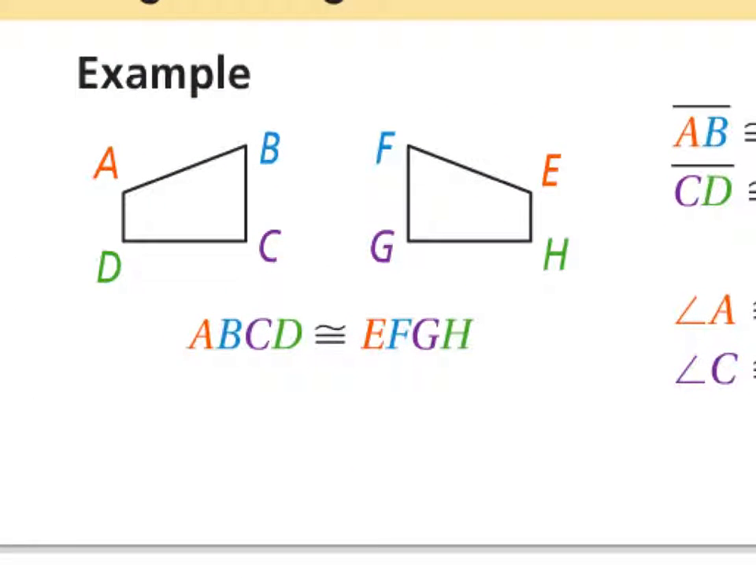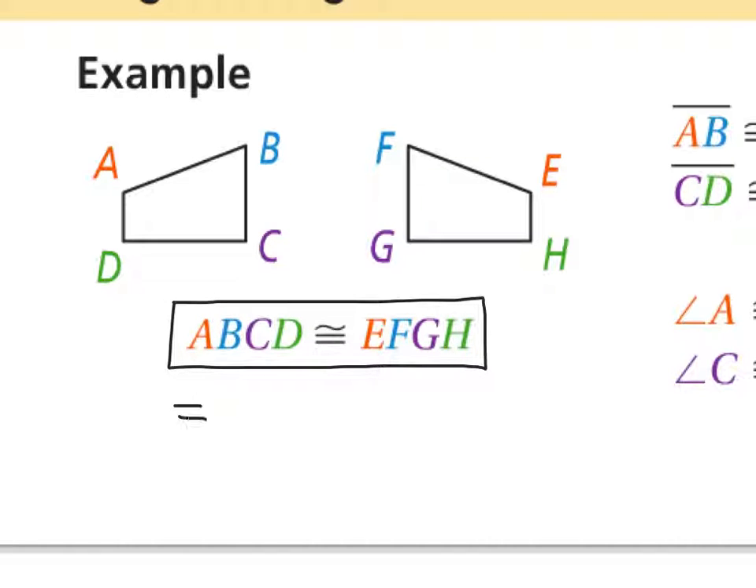So looking here, this statement, this is called a congruence statement. Okay? It is saying that quadrilateral ABCD is congruent to quadrilateral EFGH. Okay? But I call this a roadmap. I call it the roadmap, nickname it the roadmap.